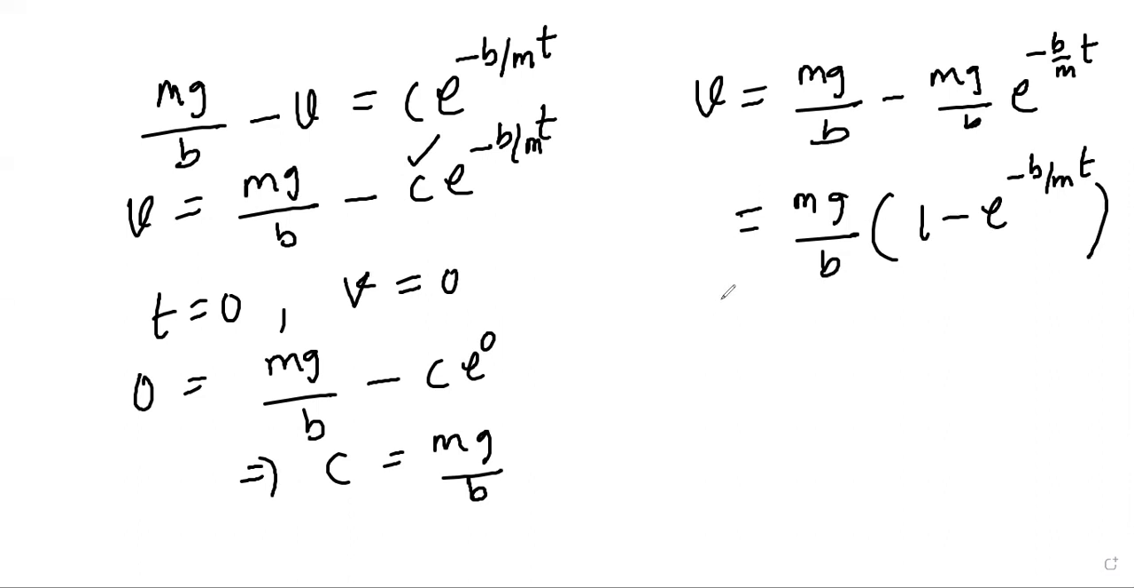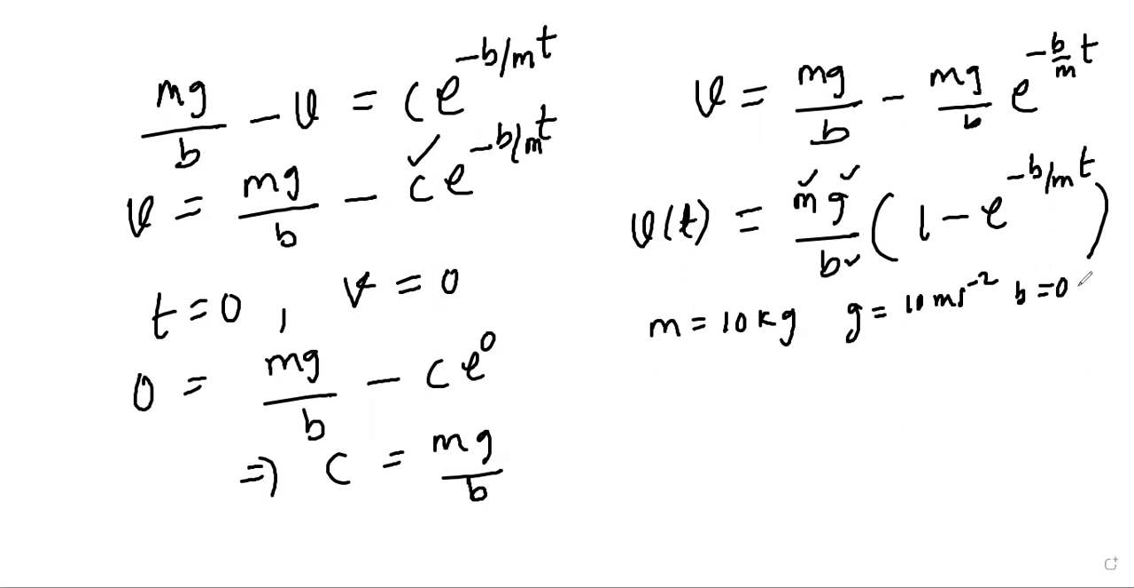If you want to substitute some random values, suppose I'm just writing it here. You can see m is constant, g is constant, b is constant, so some constant is multiplied by 1 minus e to the power minus b by m, this ratio is also constant, times t. So here you get this as velocity. Suppose you consider m to be 10 kg, g to be, for example, 10 meters per second squared, and b to be, say, 0.1 or something like this.